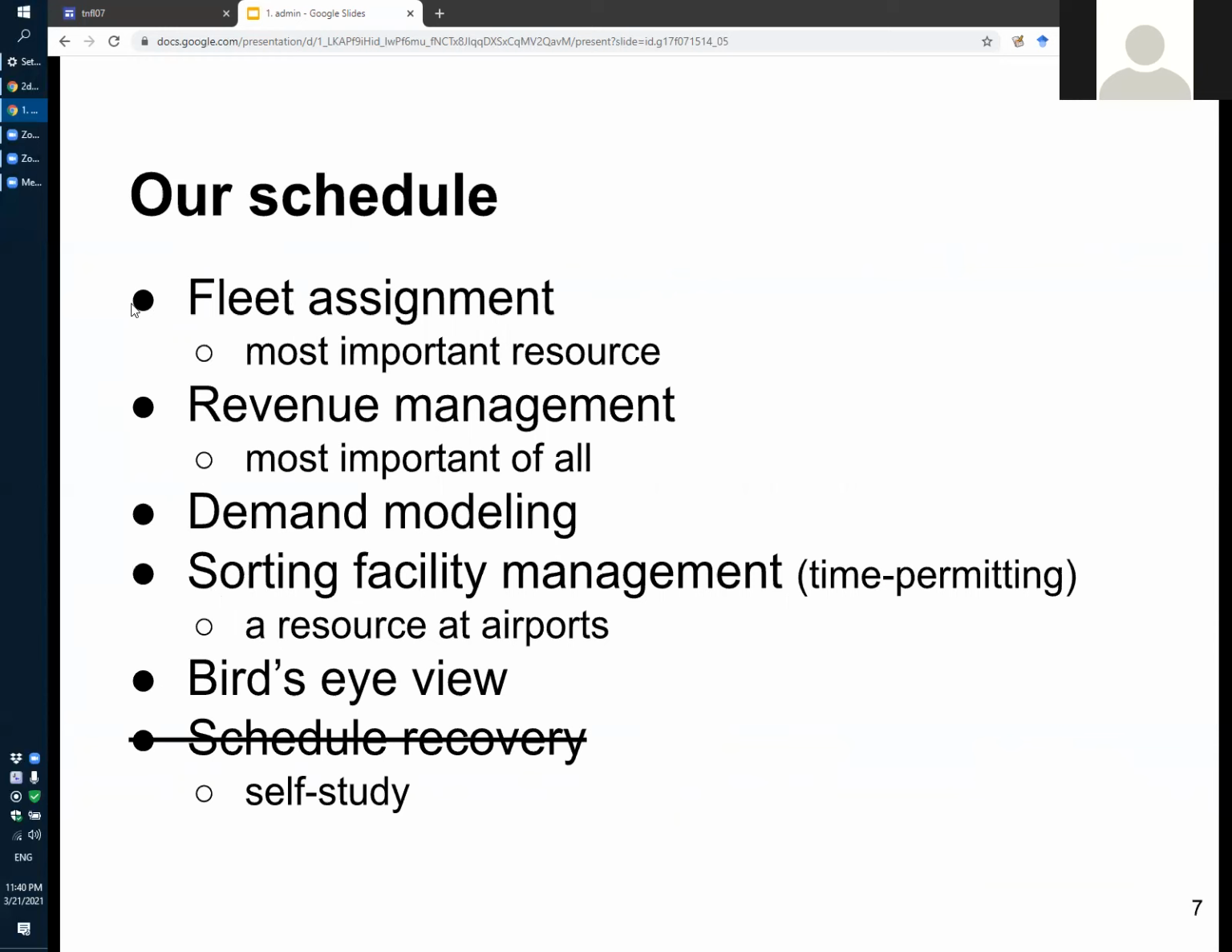I slightly shuffle the material, so we start from fleet assignment in the sense that fleet is probably the most important resource of the airline. No offense to the crew, but fleet is something very specific to the airlines. Revenue management, again, is most important to get revenue. And then I teach demand modeling, time permitting sorting facility, and then some introduction. And again, I don't teach the irregular operations management or how to recover from irregular operations. That's assigned for your self-study.